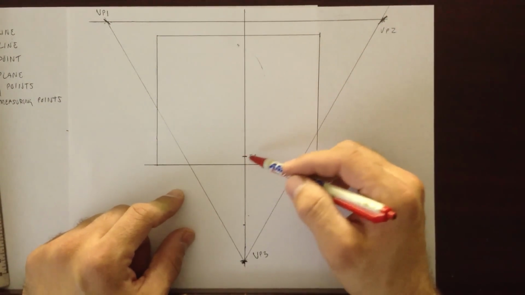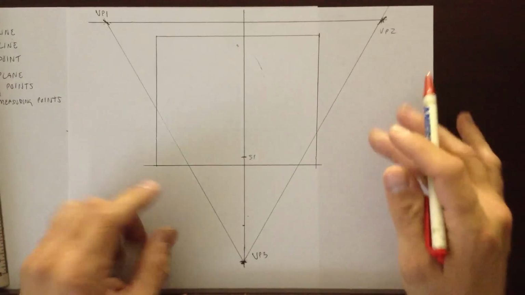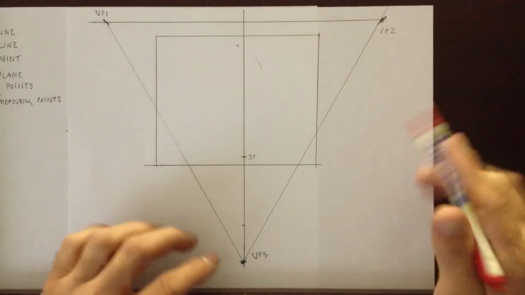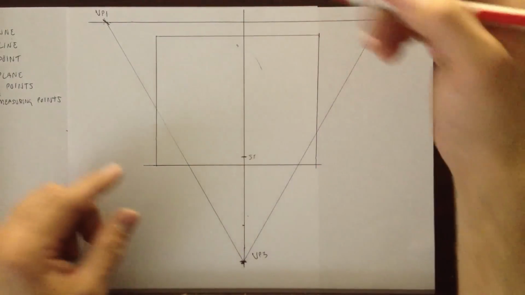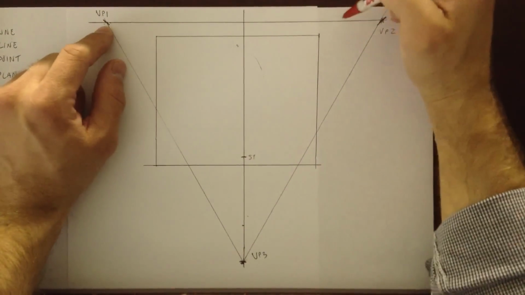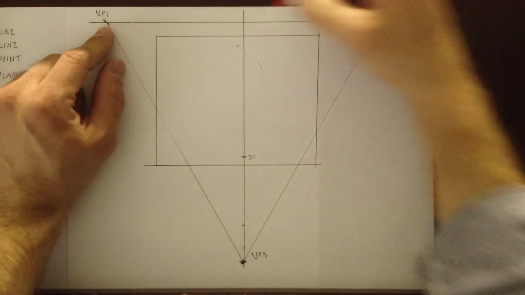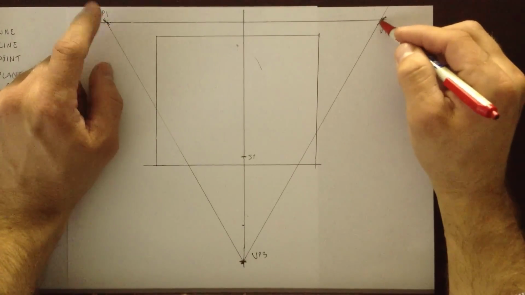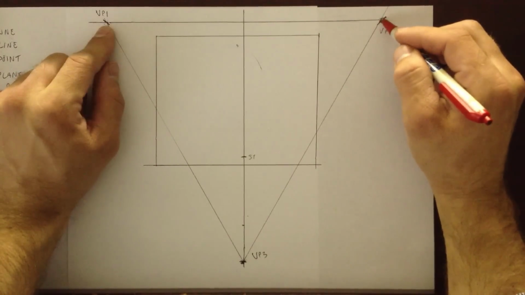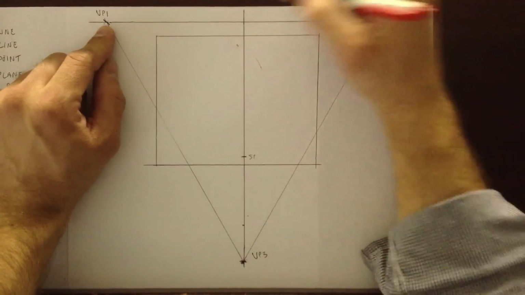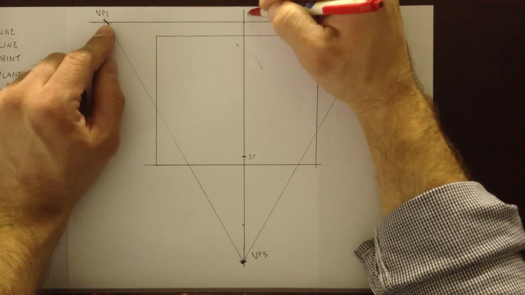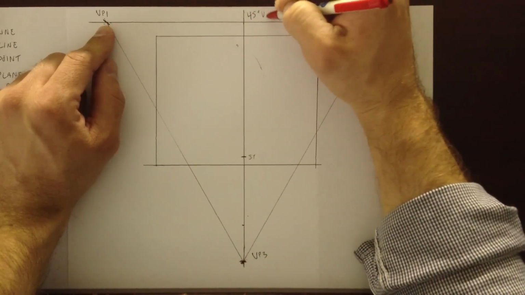The station point can be in the picture plane in this case. Okay, so this is the one system where that can happen. And then lastly, your 45-degree vanishing points. Okay, so along the horizon line here, it's always halfway between the vanishing points. So between vanishing point 1 and 2, the center line's right in the middle. So this is going to be our 45-degree vanishing point number 1.